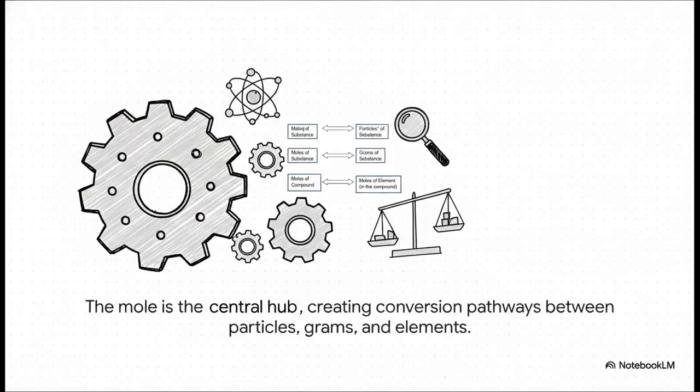You can see it right here. These two ideas give us simple ways to convert between things. Avogadro's number is the bridge that takes us from moles to the actual number of atoms. Molar mass is the bridge that takes us from moles to mass in grams. The mole is right there in the middle. It's the central hub that connects everything together.